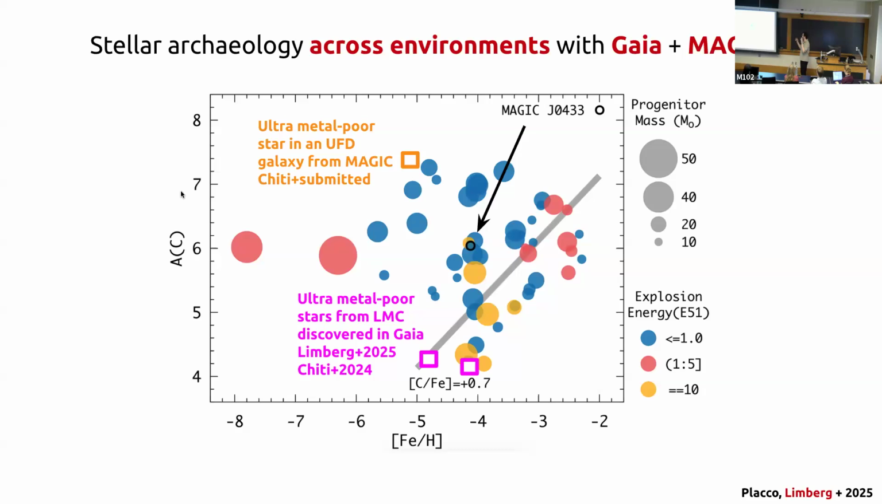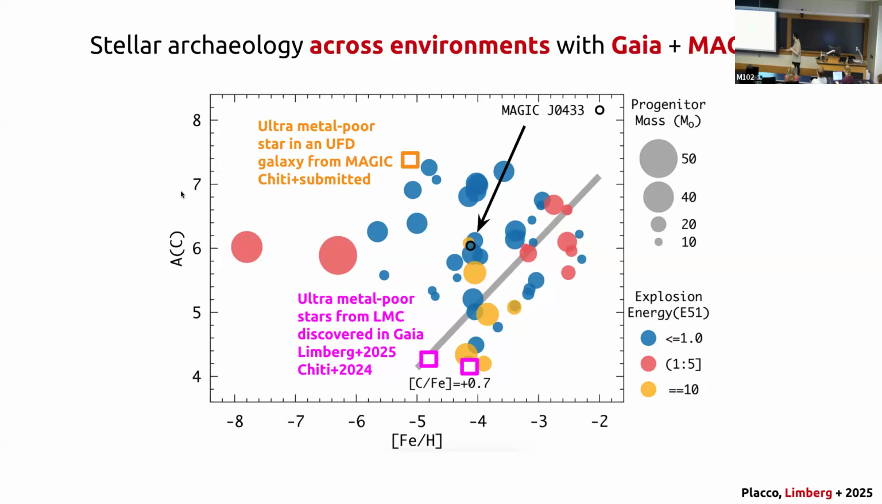However, if you have a very low energy explosion, an explosion that doesn't have enough energy to blow all of the material out of these very tiny dwarf galaxies, you can actually retain that material. So that's how these very tiny ultra faint dwarf galaxies can retain the material that is being produced by these low energy explosions. And the main signature of that is very high carbon abundance.